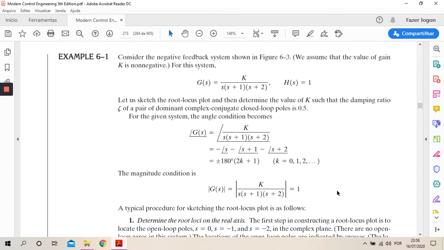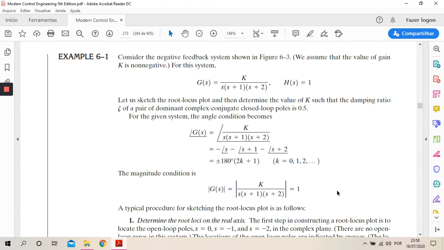And why the negative sign, you ask me? The negative sign is because they are in the denominator. If they were in the numerator, then the sign would be positive. As they are in the denominator, the sign is negative for angles only, not for magnitude, only for angles. And then their angle together shall be equal to plus or minus 180 degrees multiplied by (2k plus 1), where k is equal to 0, 1, 2, 3, etc.